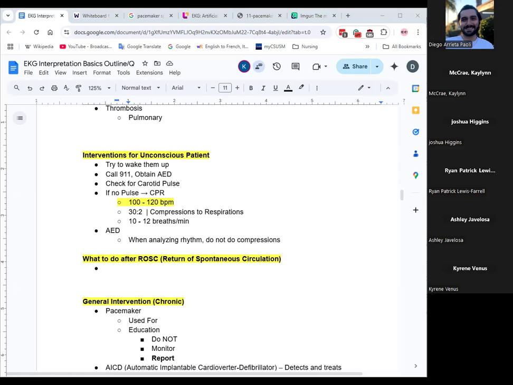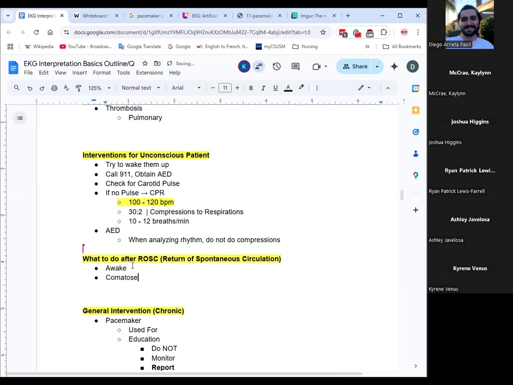All right, now this is something I guess he actually went over with you guys in class. He kind of just did it with the other session for us, the small group thing, about what to do after code. It was what to do after you're doing CPR and the patient manages to have ROSC, the return of spontaneous circulation. So what to do after ROSC? Let's say awake versus comatose. The patient has spontaneous circulation, but they're comatose.